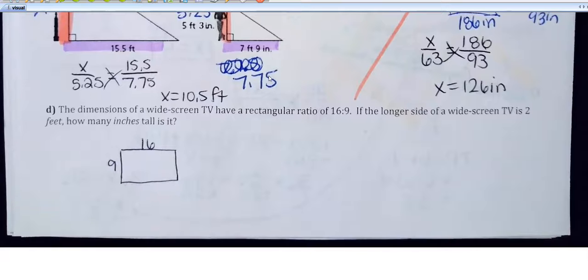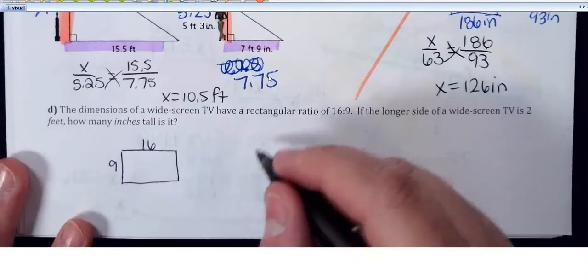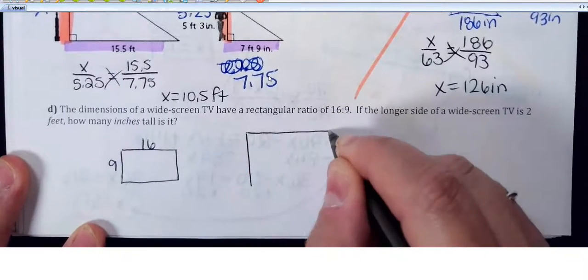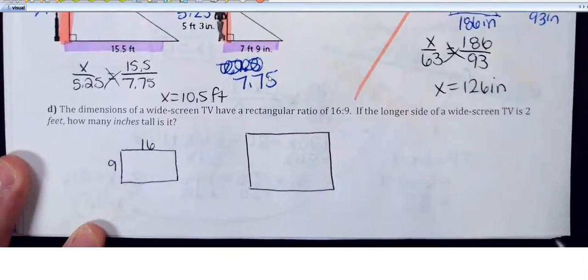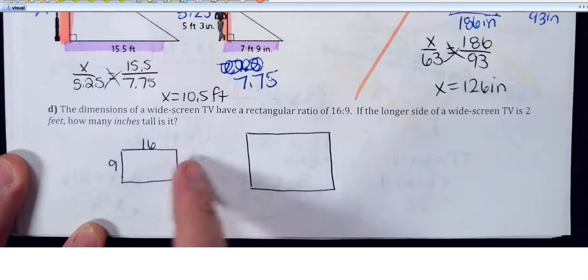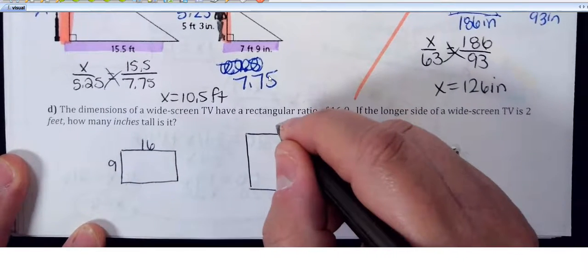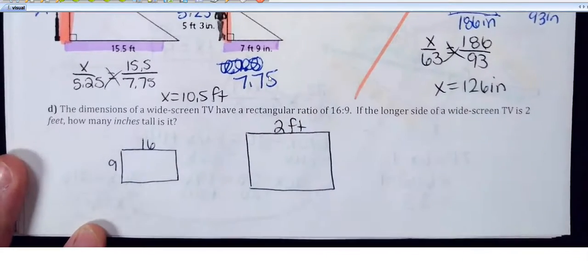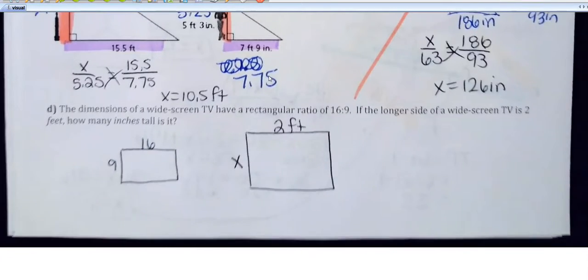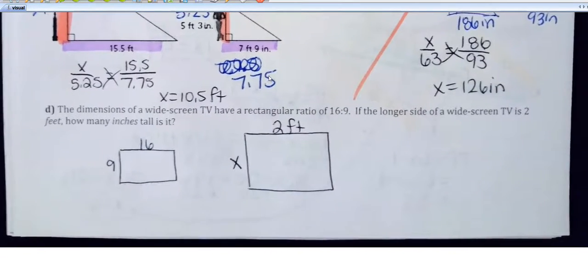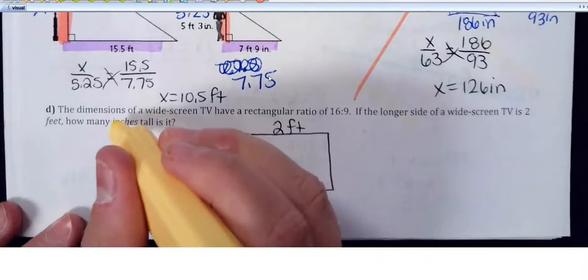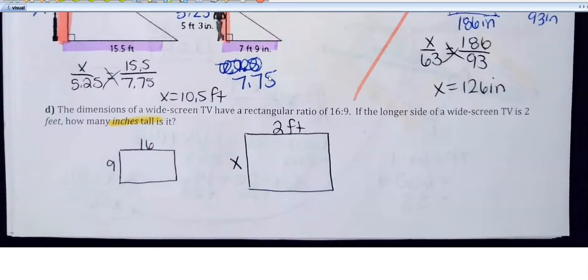All right, now it says if the longer side of an actual physical television is 2 feet, how many inches tall is it? So here will be my actual television. And it says the longer side, so I'm going to match that up with the larger number, is 2 feet. We want to find how tall it is, but the question specifically says how many inches tall is it. What would you maybe do before you tried to set up a proportion here if you want your answer in inches?